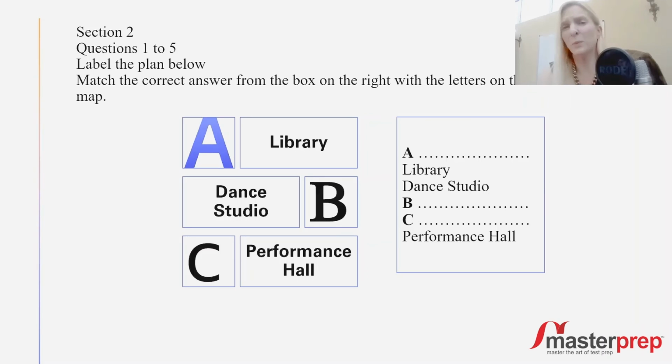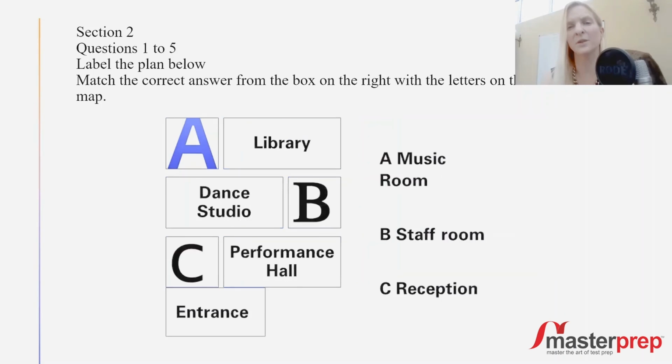And that's what practice is all about. Sometimes you have to just keep practicing over and over again until you get the answer. A was actually called the music room, B was the staff room, and C is the reception. So those are the answers.